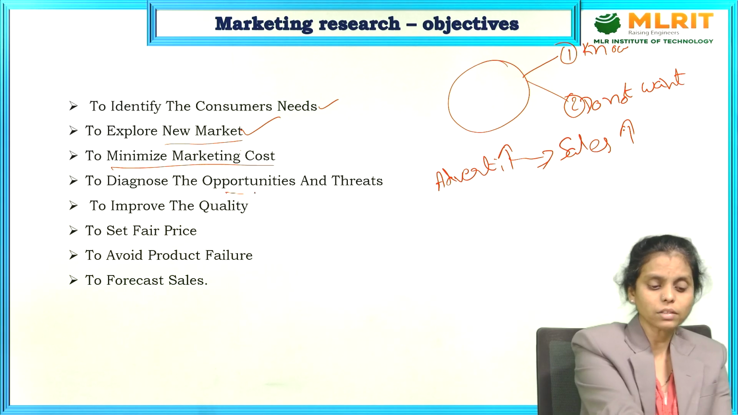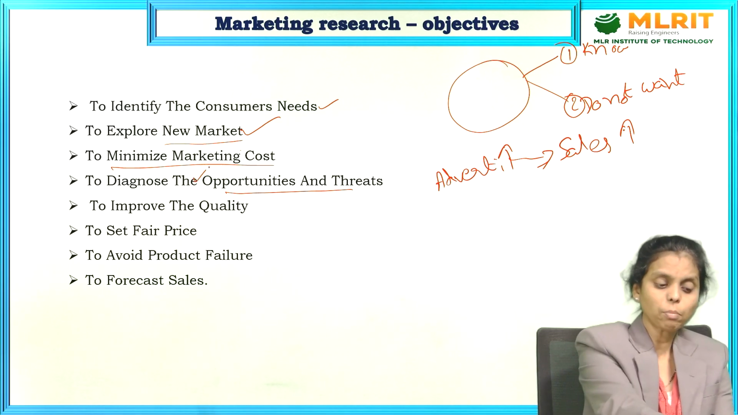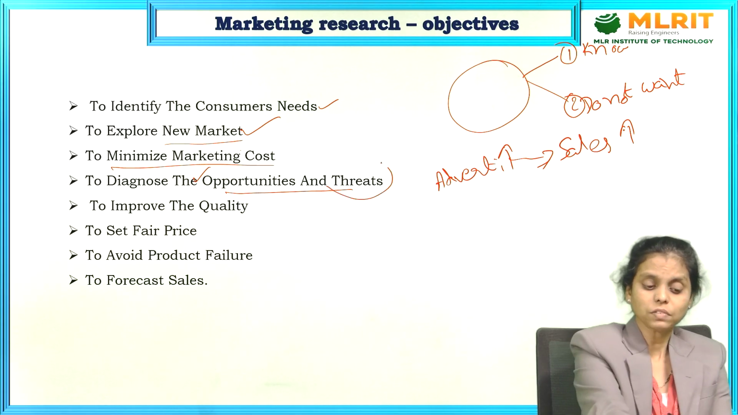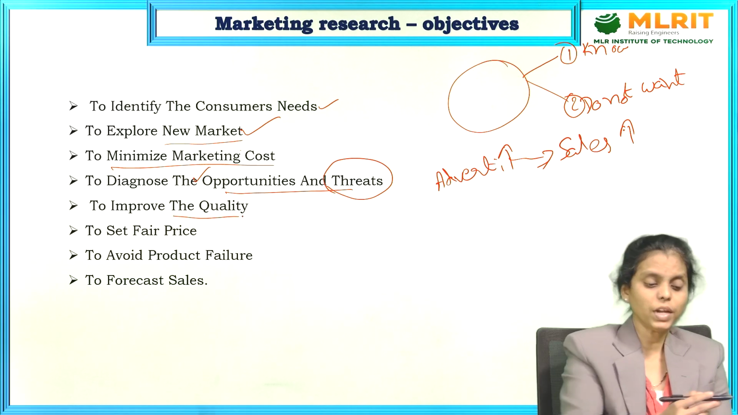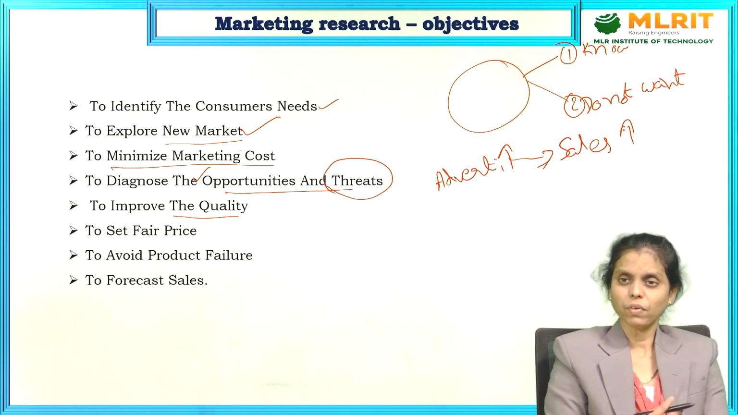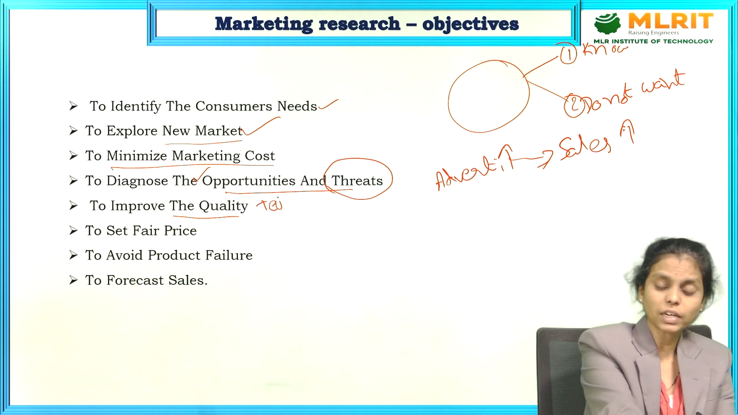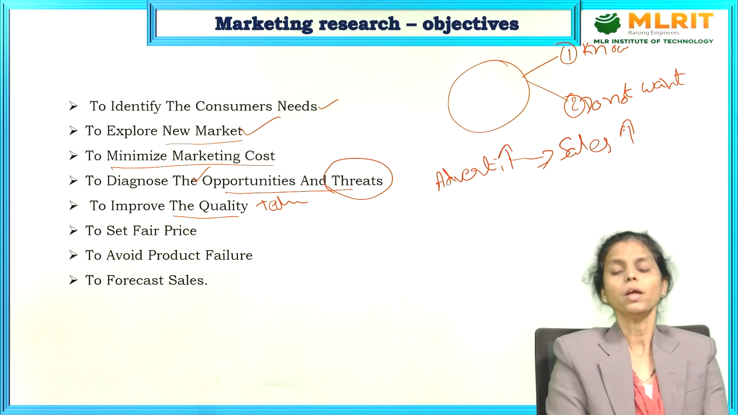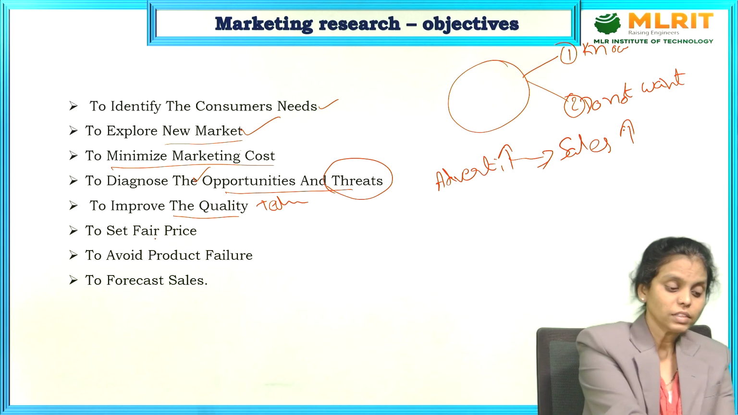Now, in order to diagnose opportunities and threats. By conducting marketing research, every organization will identify the possible opportunities for their future success, and at the same time, what kind of threats and problems might arise to their business organization. Improve the quality of product. How? When we conduct marketing research, we come to know what the latest technologies available in the market are. By implementing such technologies in our production system and business activities, the quality of a product will increase.